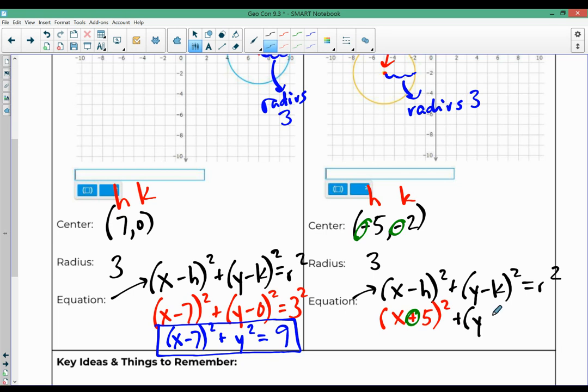Plus y plus 2 squared. See how that changed signs? And then that'll be equal to 3 squared. So x plus 5 squared plus y plus 2 squared equals 9.